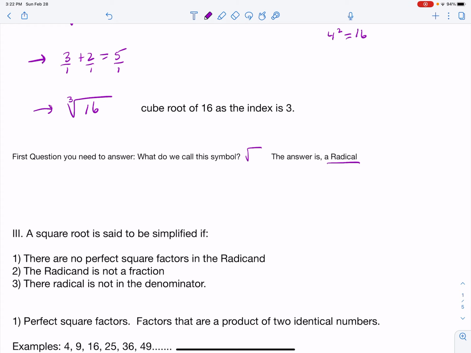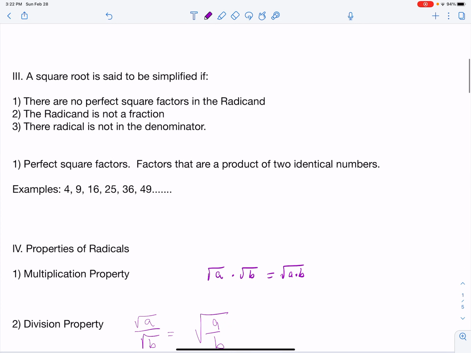All right. There'll be one more of those questions along the way, and then there'll be 8 simplifying that you'll do at the end. All right. So what does it mean to simplify a square root? A square root is said to be simplified if there are no perfect square factors in the radicand. So here comes that terminology. The radicand, the number underneath the radical, is not a fraction. It cannot be a fraction. And the third thing is the radical is not a denominator. So we kind of messed that up a little bit. We'll clean that up right here.